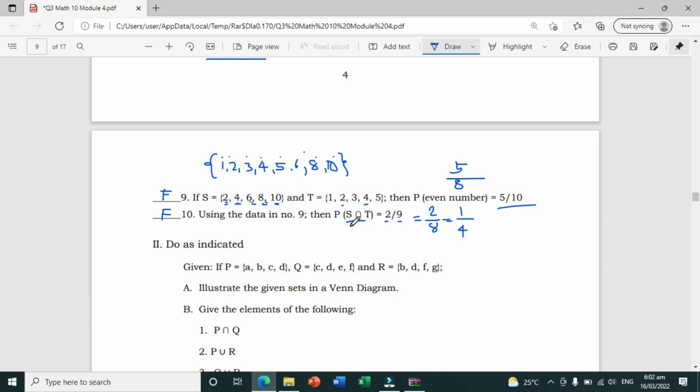Number 10, using the data in number 9, then the probability of the intersection of S and T is 2 over 9. So, mali rin. Kahit na yung intersection nila, yung elements ng intersection is 2 and 4 lang. Highlight ko lang, 2 and 4 na meron kay S, na meron kay T. So, correct man na 2. Pero, there are only 8 elements lahat. So, 9 may nakalagay dito. So, dapat 8 lang. So, 2 over 8 or 1/4. So, yung number 10 is a false statement.